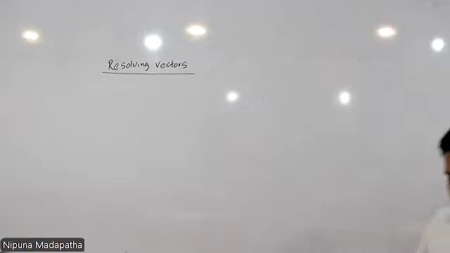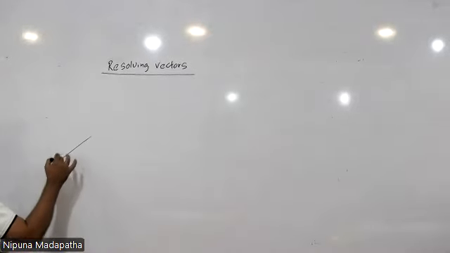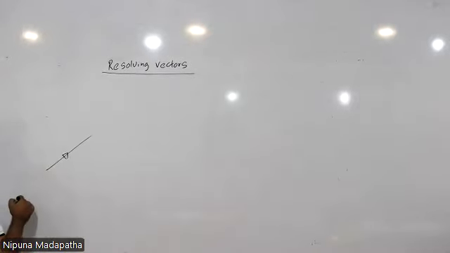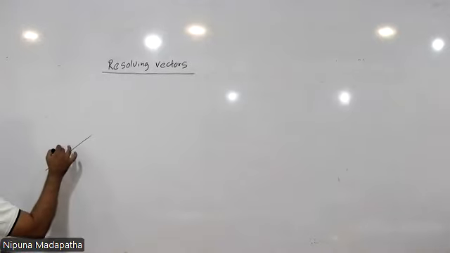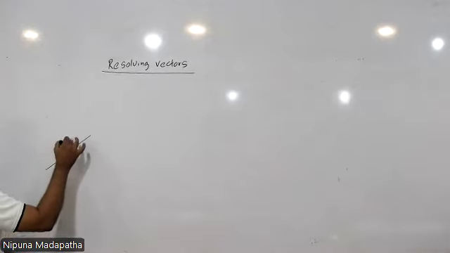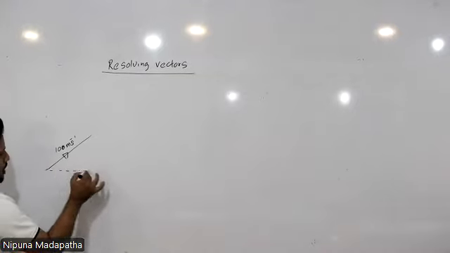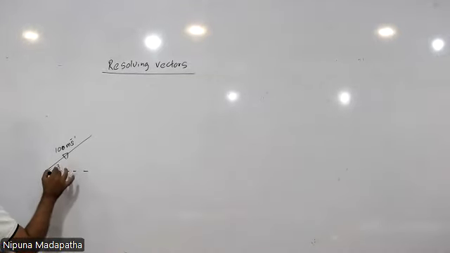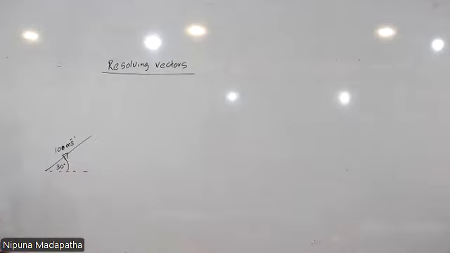So suppose we have a vector. Suppose it is a velocity. So we have a velocity in this direction. Suppose it is 100 meters per second, which makes an angle of 30 degrees with the horizontal.